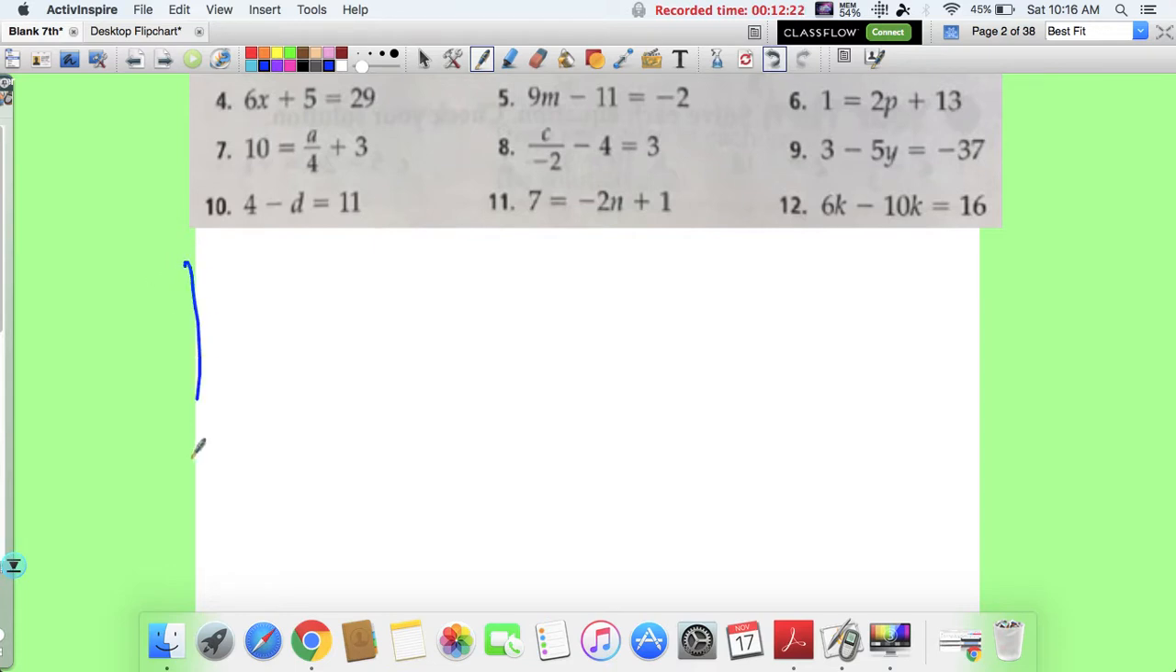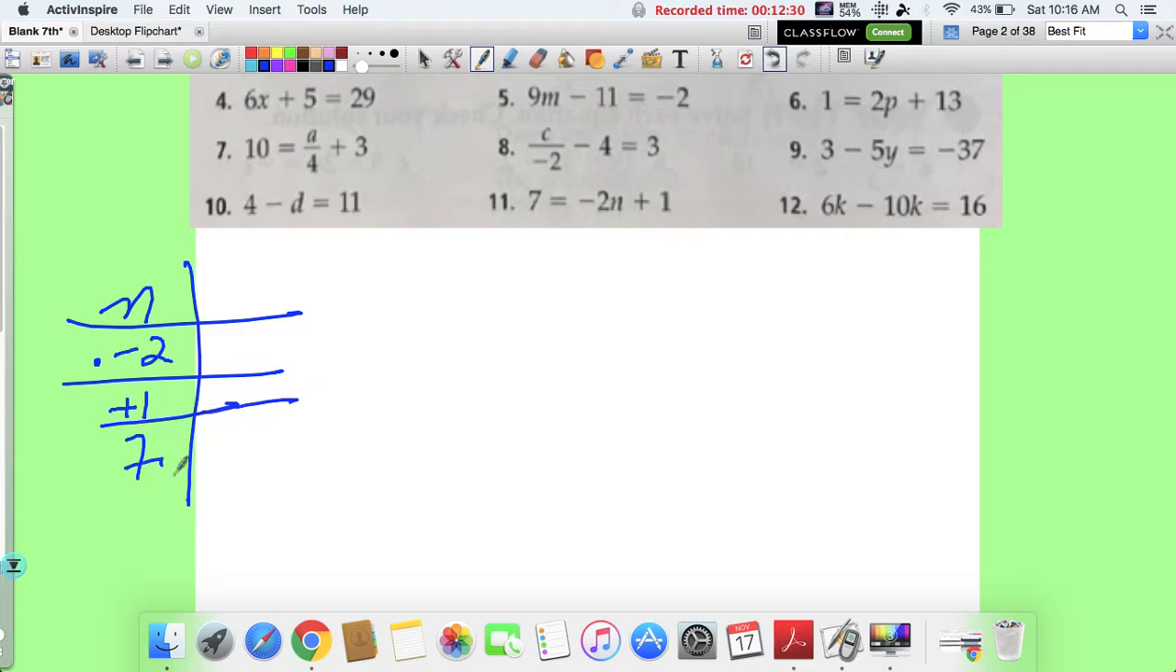It's a variable n that's being multiplied by -2, plus 1 gives you 7. Working backwards, we're going to do -1 and then divide by -2. 7 minus 1 is 6. 6 divided by -2 is -3. Well, let's see if that works.